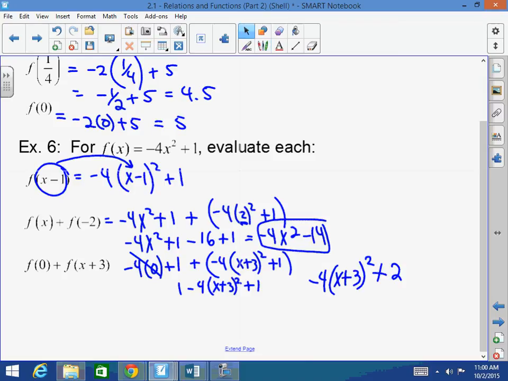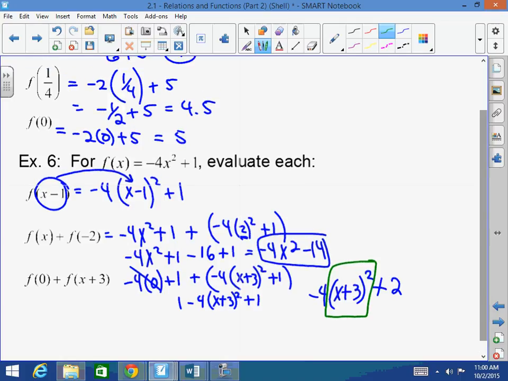Later on, we'll learn how to calculate this part, but for right now, I just want you to understand and realize that when you have an f of x, and that x changes to a number or an expression, you're going to plug that number or expression into every single x value of the function.